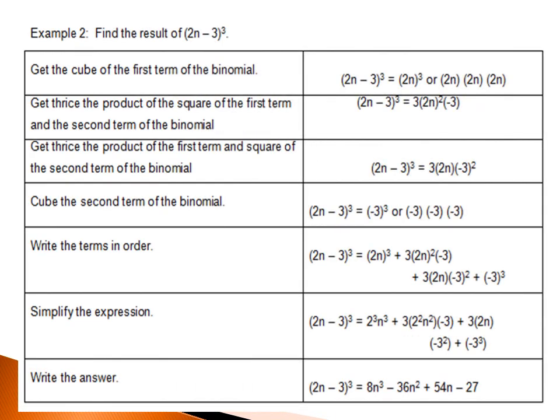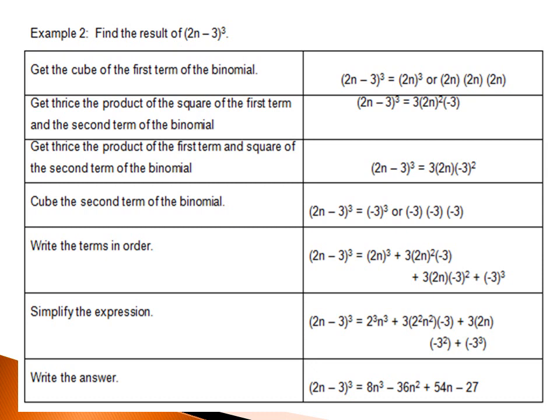Another example, find the result of 2n minus 3 raised to 3. Get the cube of the first term of the binomial. 2n minus 3 raised to 3 is equal to 2n cubed or 2n times 2n times 2n. That is 8n cubed. Second, get thrice the product of the square of the first term and the second term of the binomial. We have 3 times 2n squared times negative 3.